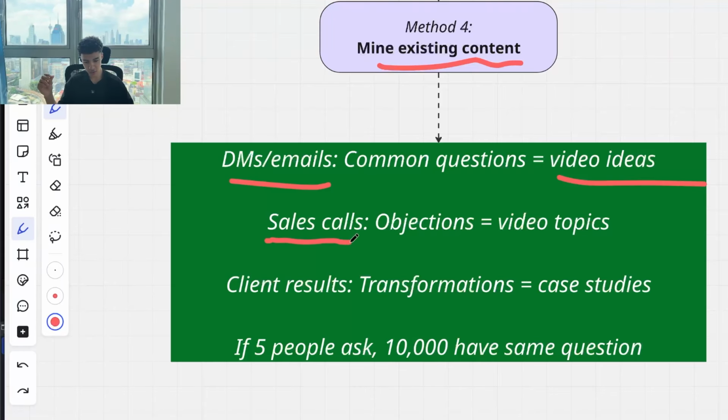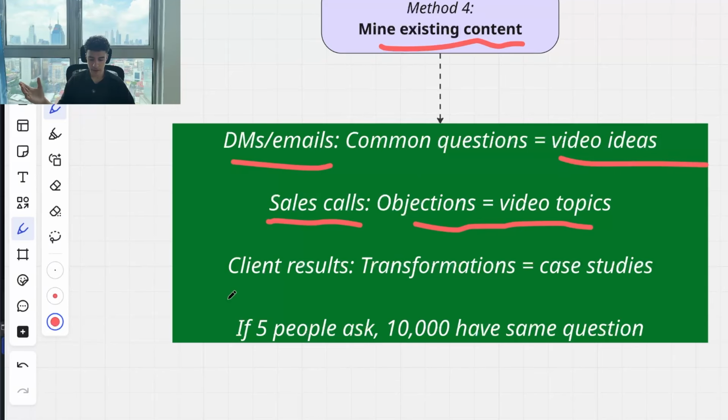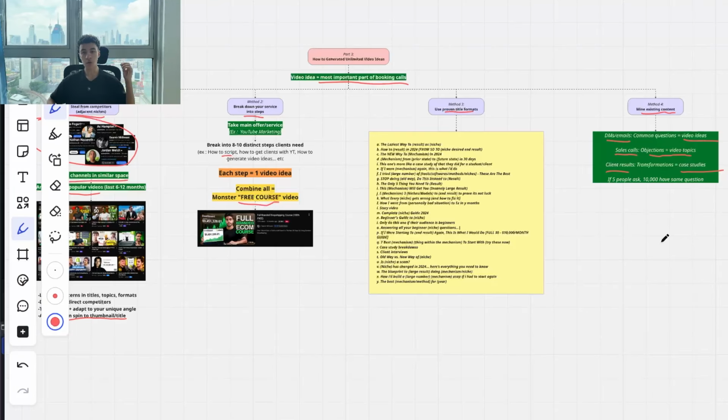You can also take sales call transcripts and turn your objections into video topics. You can just drop the transcripts into AI and see which objections come up repeatedly. Also, if you have any client results, make case study videos. Turn every single client transformation into content for case studies. So that's exactly all you need to know on how to generate unlimited YouTube video ideas.